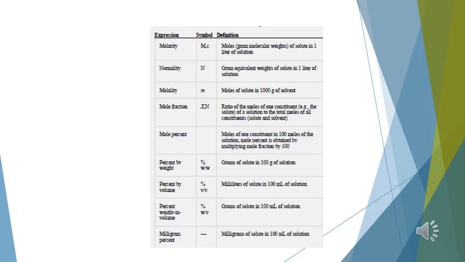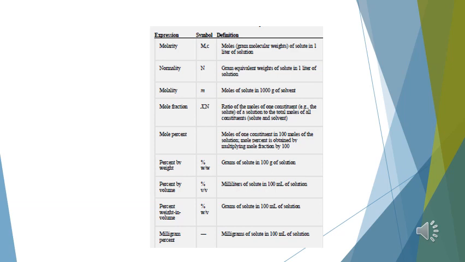So in terms of concentration expression, we have molarity, which can be defined as the number of moles or the gram molecular weights of a solute, or sometimes more than one solute, in 1 liter of solution. On the other hand, normality is defined as the gram equivalent weights of solute in 1 liter of solution. That's the second expression of concentration. So sometimes we can express the concentration of a solution in terms of molarity or normality.